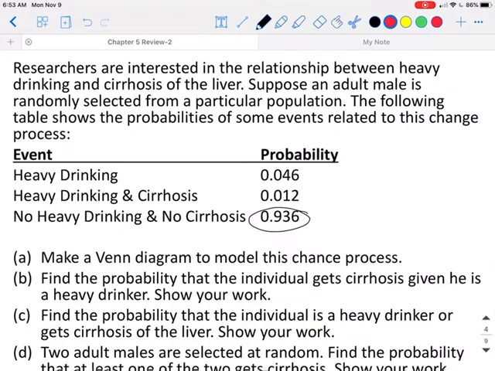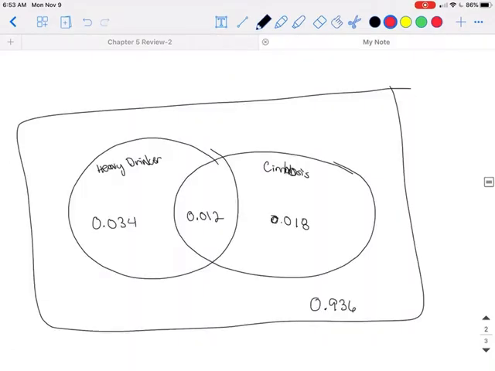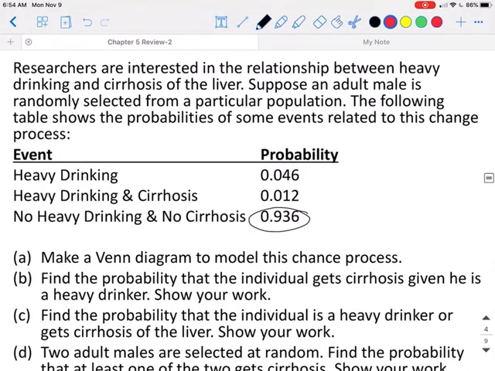Find the probability that the individual gets cirrhosis given he is a heavy drinker. Show your work. So given that he's a heavy drinker, we know total in that category, we have 3.4% and 1.2%. That's going to give us 4.6% total. What percent of them actually do get cirrhosis? We said was 1.2%. That's the part in the overlap. And if we divide that out, we're going to get 26%. So 26% of heavy drinkers will get cirrhosis of the liver.